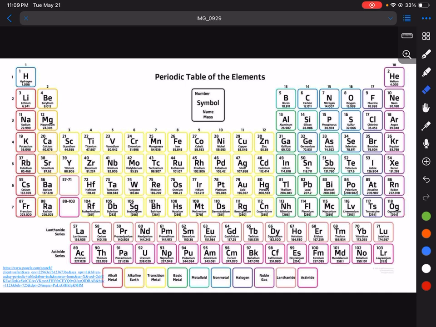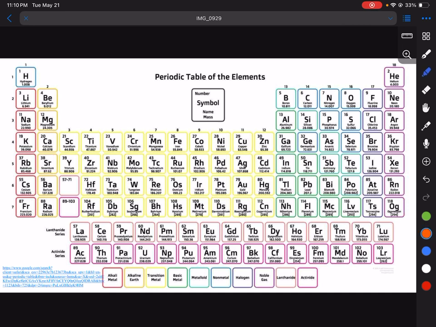Today the presentation is going to be about the periodic table. Specifically, we're going to explain the difference between group and period. For the purpose of this presentation, I downloaded this periodic table from the Google website. It's a really nice periodic table. I believe it's very useful. Let's start.